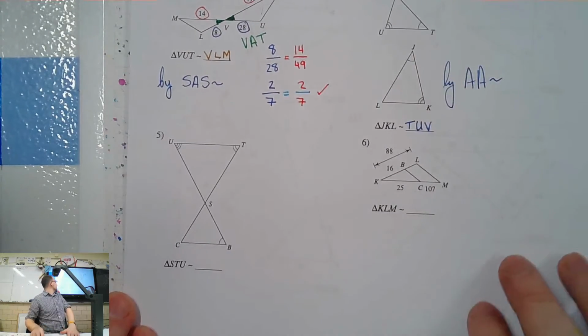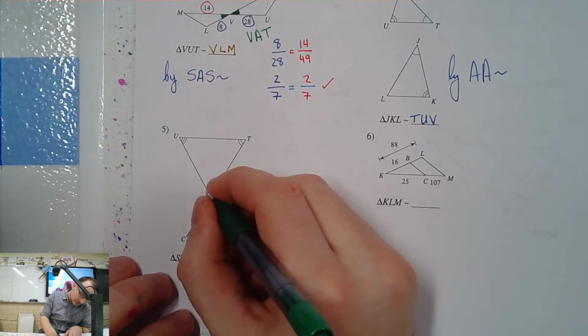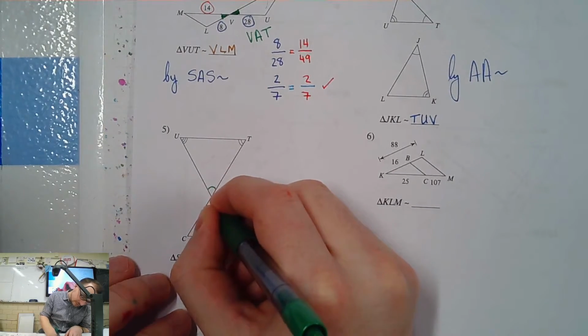All right, let's take a look at 5. Take a gander at 5. First of all, what do you see? As soon as you see this diagram, something should jump out to you. A couple things. Vertical angles, right? We got an X. So these angles are congruent.